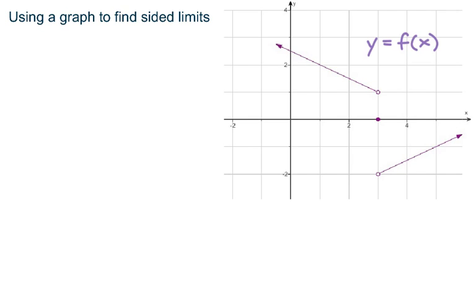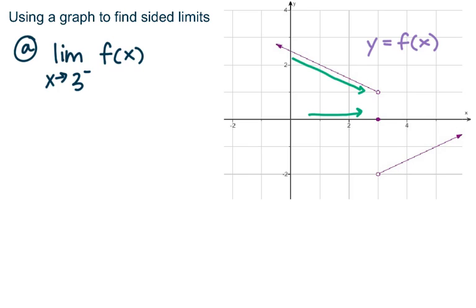Notice we have some open circles, some closed circles, an arrow. If I were to ask you to find the limit as x approaches 3 from the left of this function, approaching 3 from the left means we are traveling from the left towards 3. And the value we are approaching but never reaching would be positive 1.